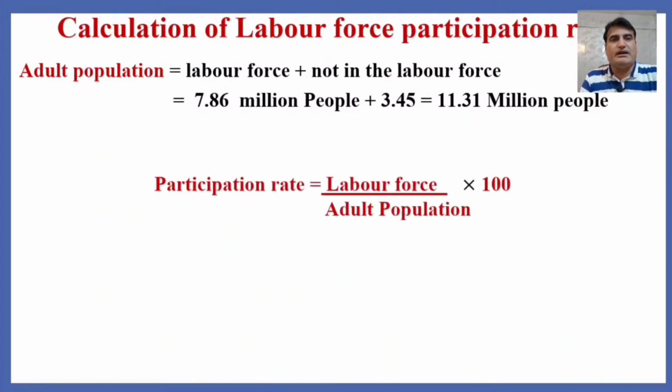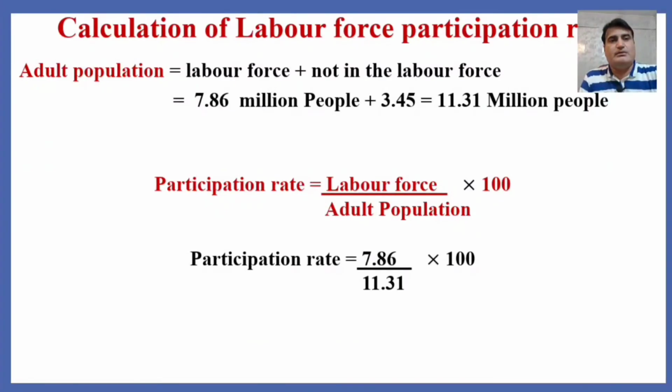You know, the labor force participation rate is the ratio of the labor force to adult population multiplied by 100. As the labor force here is 7.86 million, out of the adult population of 11.31 million, multiplied by 100, the total labor force participation rate is 69.49%. This is all about the labor force participation rate, and we have calculated the 69.49% labor force participation rate.